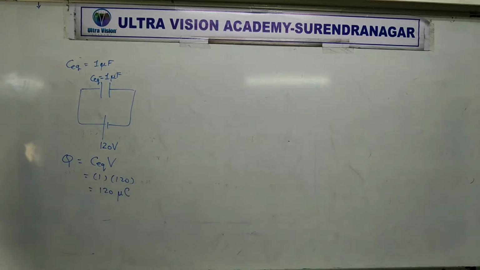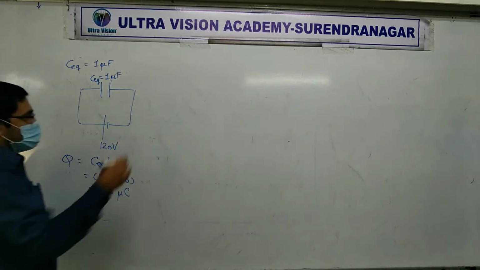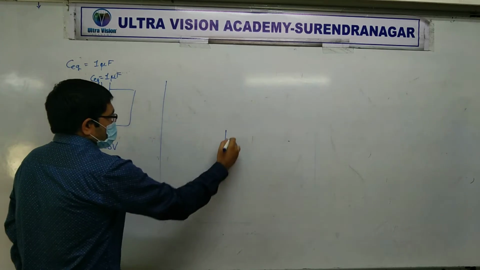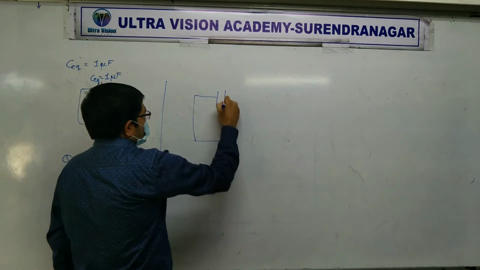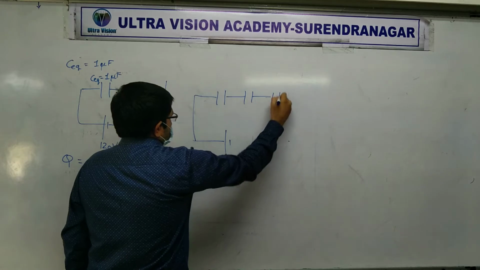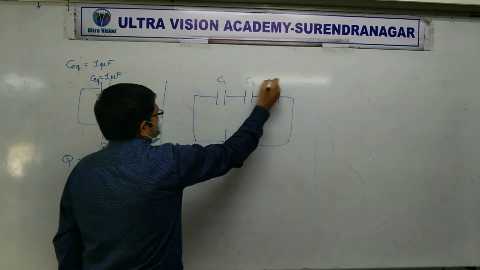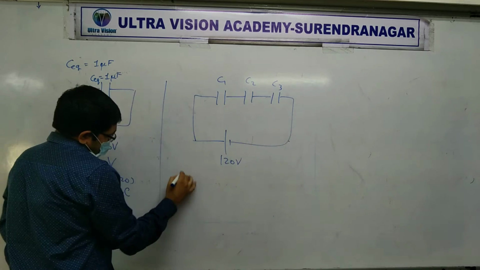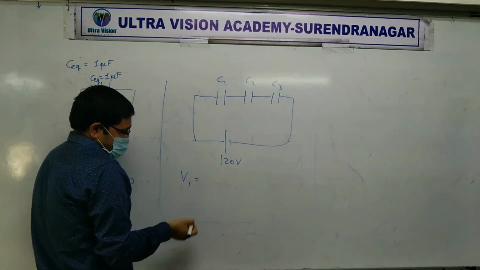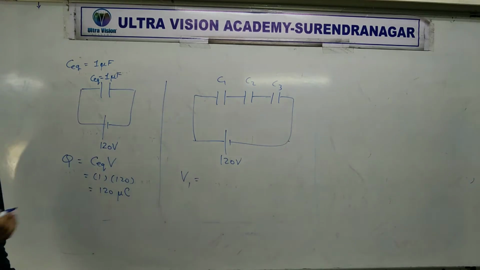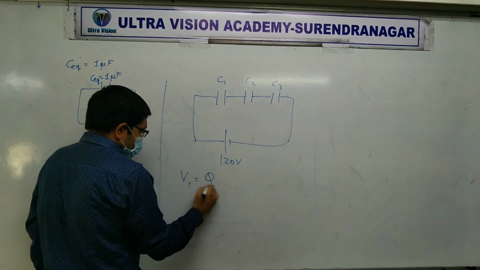Okay. Now find C1. How? Q by C1. So you mean to say that we have this diagram, this is C1, C2 and C3. So now we are saying that we can find V1 as what? Q by C1.